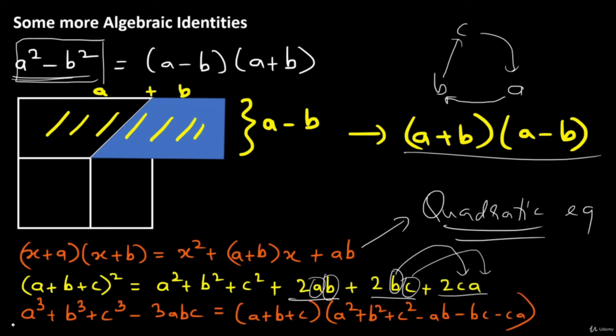Alright, and what about a cube plus b cube plus c cube minus 3abc? That's equal to a plus b plus c into a square plus b square plus c square minus ab minus bc minus ca. Now it will be helpful in solving questions if you know these identities.